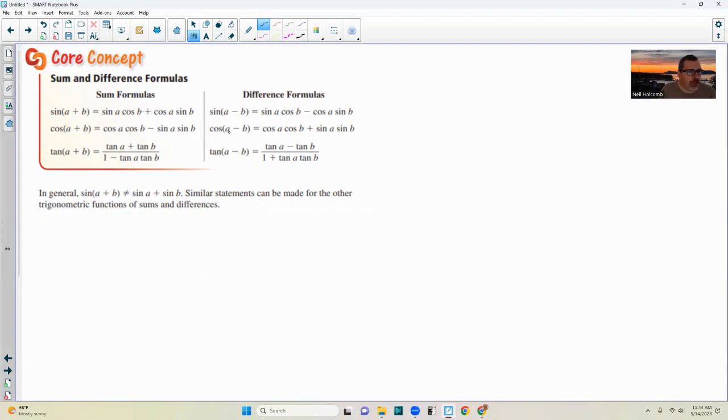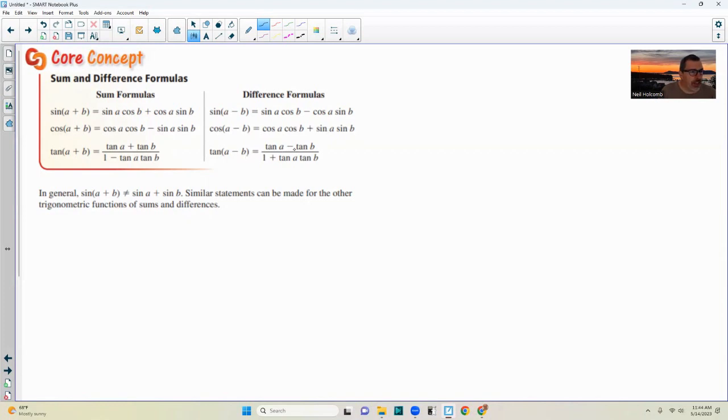The difference formulas are difference of two angles. Sine of A minus B is sine A cosine B minus cosine A sine B. So if this is minus, this is minus. And if this is plus, this is plus. Pretty simple. And cosine A minus B, the only difference is the sign is opposite. So when we're adding, we subtract the products: cosine A cos B minus sine A sine B. Here we add: cosine A times the cosine of B plus the sine of A times the sine of B.